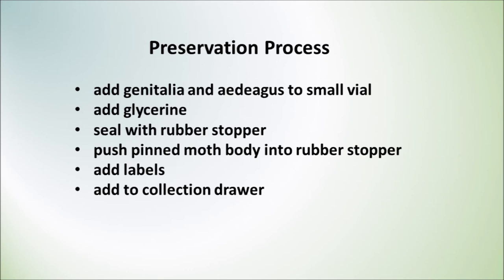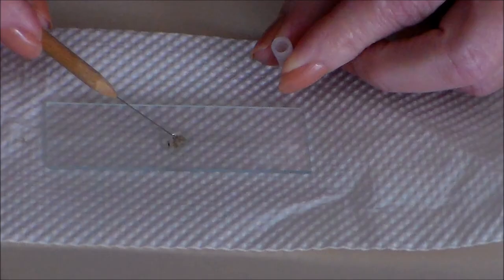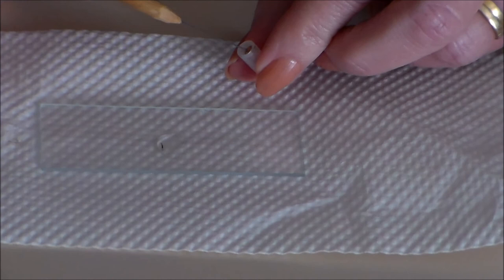On completion of the dissection process, the genitalia must be preserved for future reference. It is sealed in a small vial with glycerin, and the pinned moth body is stored together with this vial and then labeled.